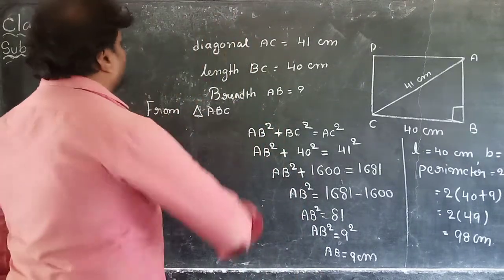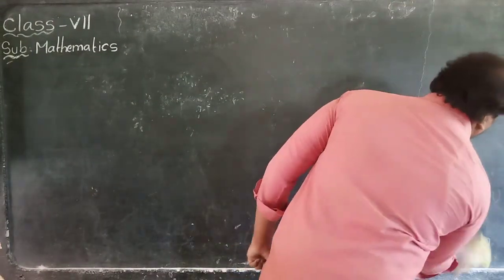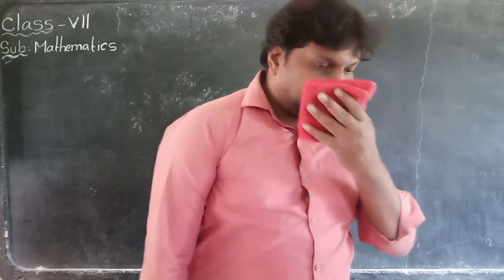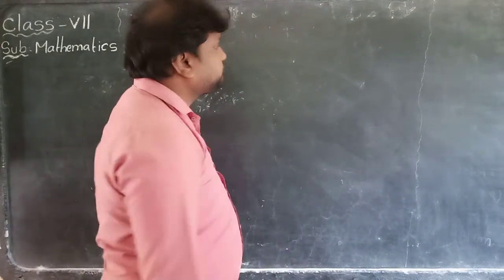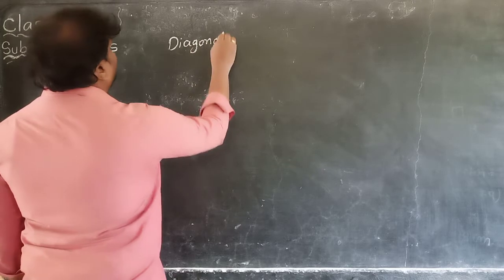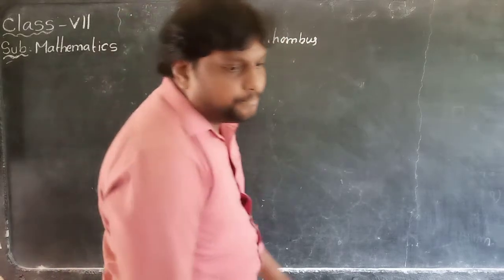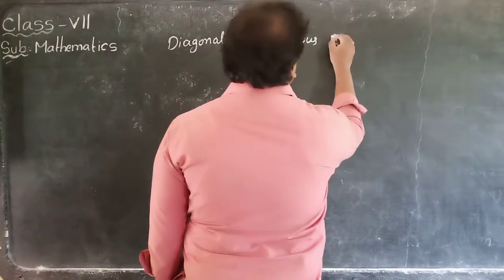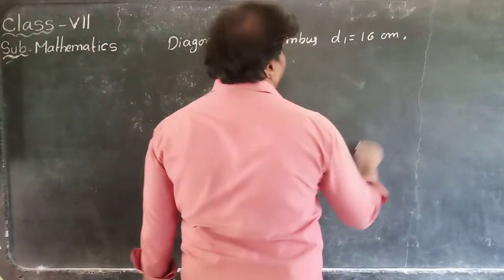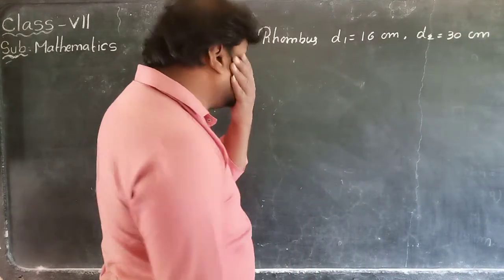Okay, the last problem. The diagonals of a rhombus measure 16 and 30 centimeter. Find its perimeter. Diagonals of a rhombus: D1 is equal to 16 centimeter and D2 is equal to 30 centimeter.